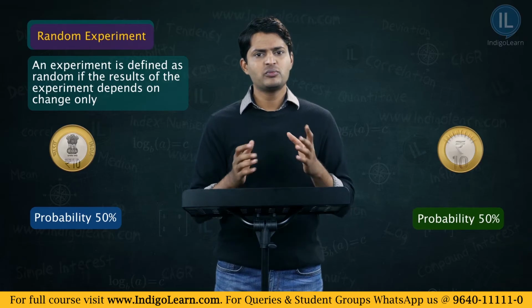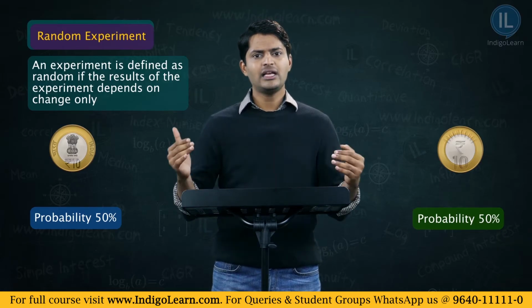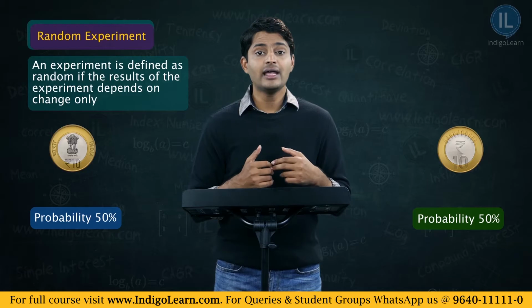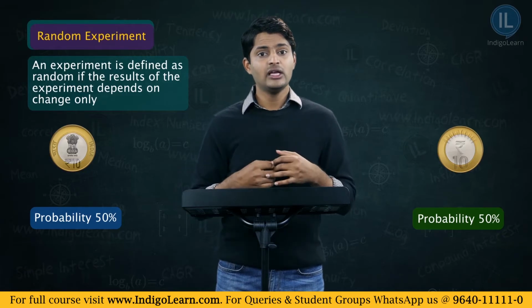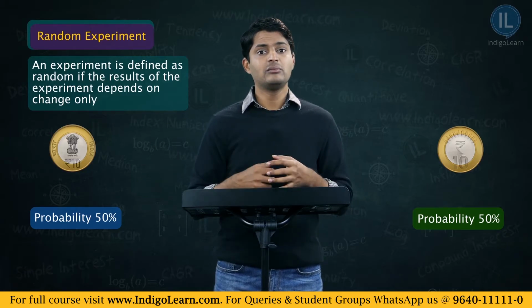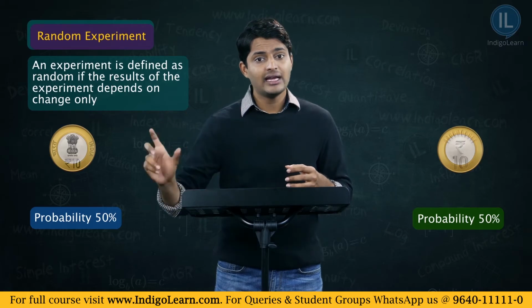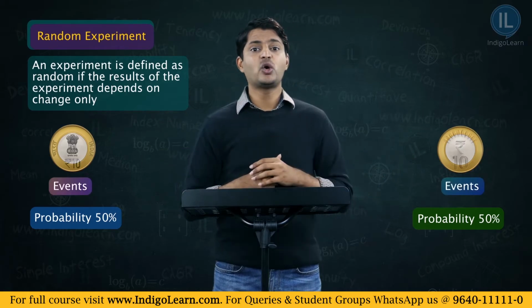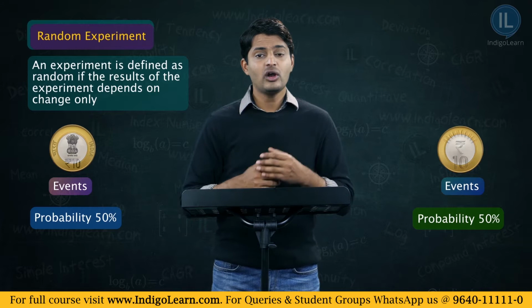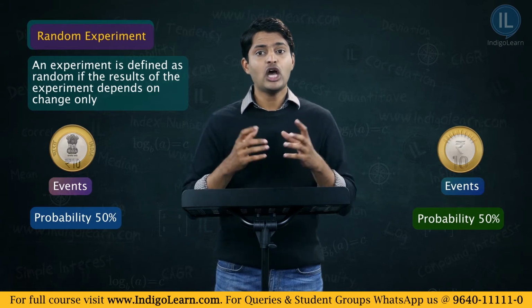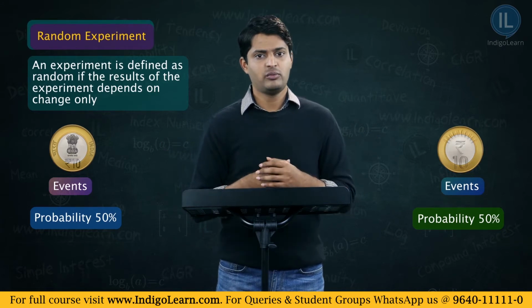Now this random experiment will produce certain kinds of results which we call events. The event is nothing but the coin showing a head, or the coin showing a tail. So these are called events. Events are the outcomes of a random experiment.